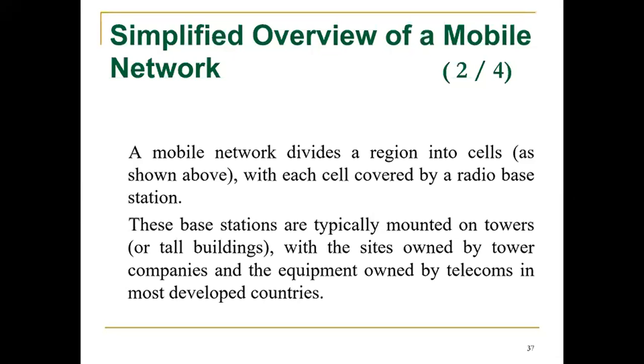The base stations are typically mounted on towers, with sites owned by tower companies and equipment owned by telecommunication companies in most developed countries. Remember, this is one of the most costly parts of the network. The tower rent is 50,000 Pakistan rupees to maybe 2 lakh, 3 lakh, 4 lakh. So if somebody has a mobile tower at the top of the roof, they make good money out of it. Companies spend a lot of money, not only capital investment but also operational investment, on these towers. This is one of the most cost-centric parts of the network.